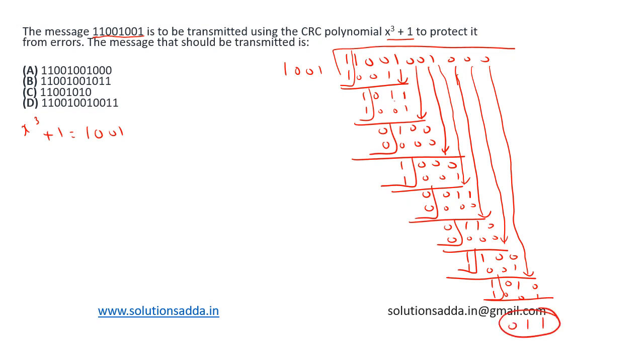This would be the value that will be appended to the message. So the message transmitted would be 1 1 0 0 1 0 0 1 0 1 1, and the option that matches this is option B, 1 1 0 0 1 0 0 1 0 1 1. So the correct answer here is option B.